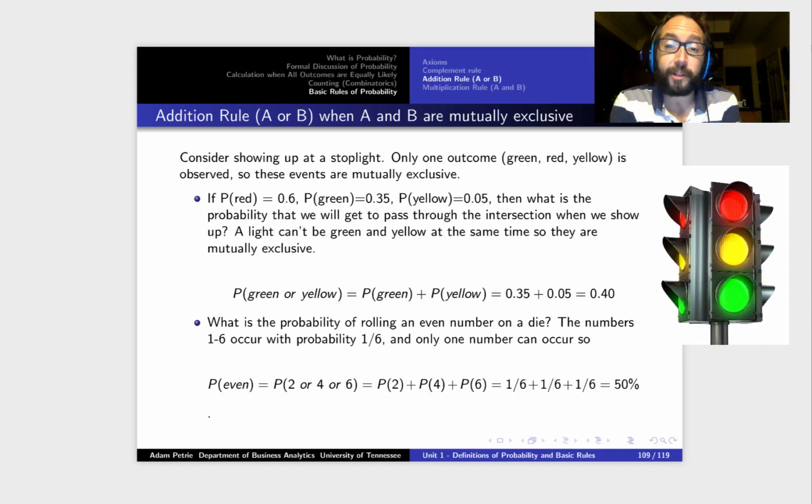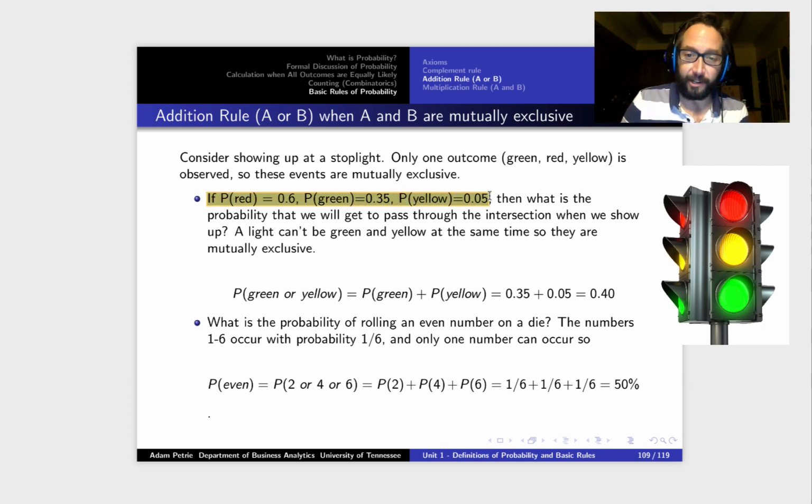So when we do have mutually exclusive events, really easy. Let's go back to our stoplight example. The light's either going to be red, yellow, or green when we show up to it. And let's imagine that we have the following probabilities for each of those outcomes. So I want to know what's the probability that I'll be able to pass through the intersection when I show up to it. In other words, what's the probability the light's going to be green or yellow?